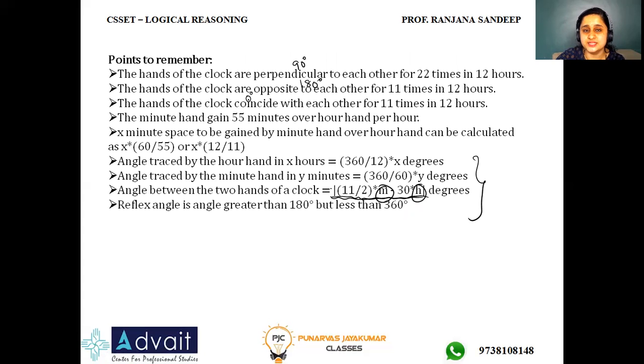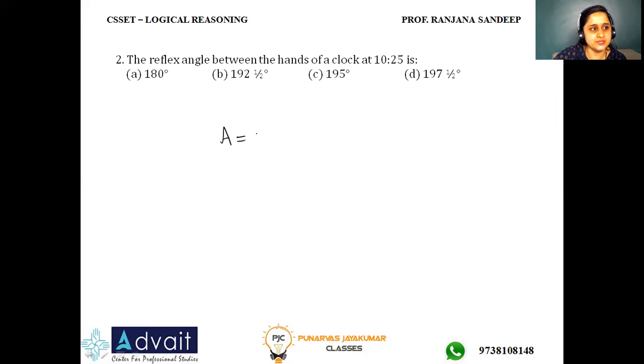11, modulus. Why have we considered this modulus symbol? Because even if you get negative, you should consider the positive value, because angle cannot be negative, right? So even if it is negative, consider the positive value. So modulus of 11 by 2 into minute minus 30 into hour. We are going to use this here. So A is equal to modulus 11 by 2 into minute minus 30 into hour.